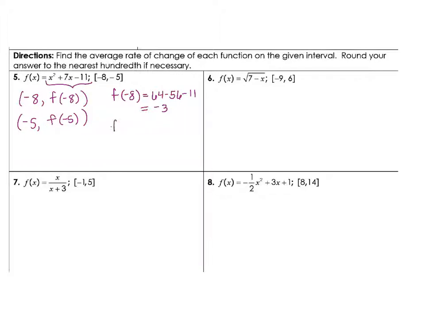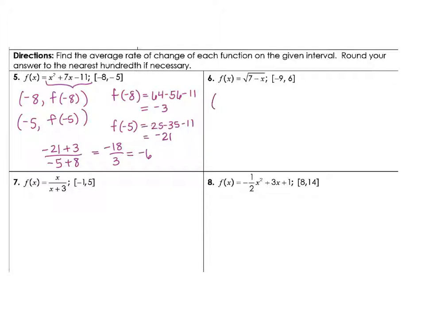And then we need to find f at -5. And when we substitute that in, we have 25 minus 35 minus 11. And so when we number crunch that, it looks like we're going to end up with negative 21. And so now we're ready to go through our formula. We're going to have negative 21 minus a negative 3 over negative 5 minus a negative 8. And so we're going to end up with negative 18 over 3, so negative 6 is our average rate of change. Number 6, again, same process.